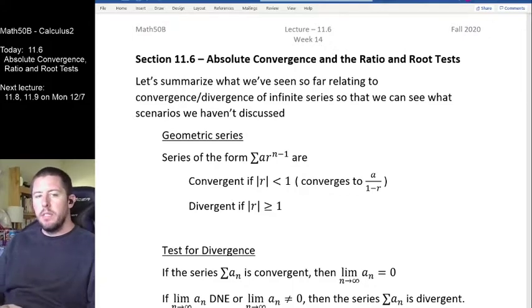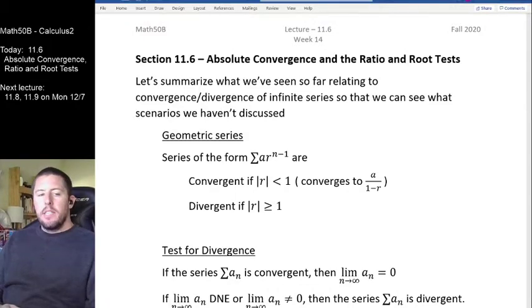So in section 11.6, we're going to talk about absolute convergence, and we're going to get two new tests, the ratio and the root tests. The proofs of the ratio and root tests are both dependent on a theorem associated with absolute convergence, which is why these are related here.